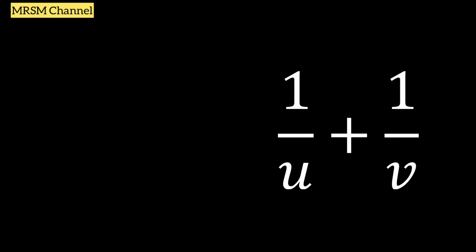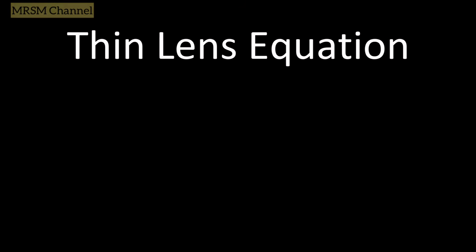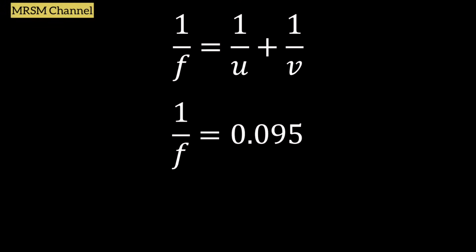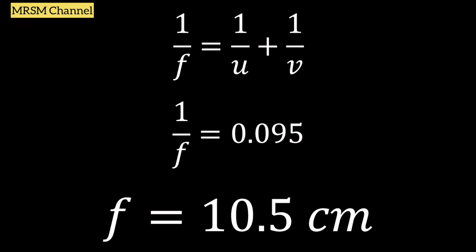Now let's look at 1 over u plus 1 over v. From the thin lens equation, 1 over f equals 1 over u plus 1 over v. Hence, we can calculate the focal length of the lens used in this experiment. Since 1 over f equals 0.095, solving for f, we would get a focal length of 10.5 centimeters.